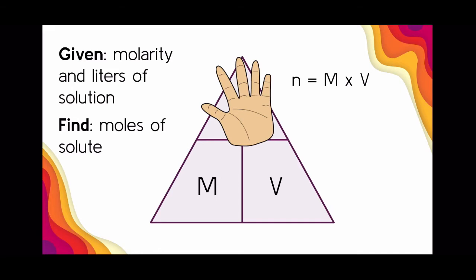Okay, so that is the way that you use this triangle to determine the equation that you are going to use, depending on the unknown or what you are trying to calculate.